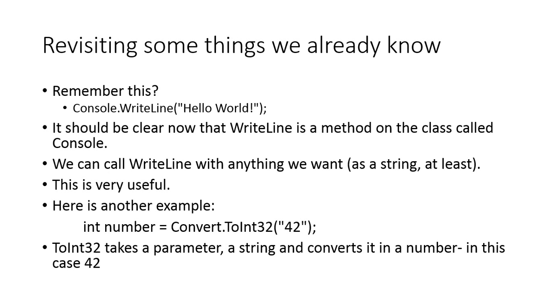So now if you think back to one of the first things we did, the Console.WriteLine hello world, it should be clear to you that WriteLine is a method on a class called Console. And WriteLine can be called with anything we want, anything that's a string, that is. Another example of a method is Convert.ToInt. So ToInt is the method on the class named Convert. 42 is the thing that's being converted.